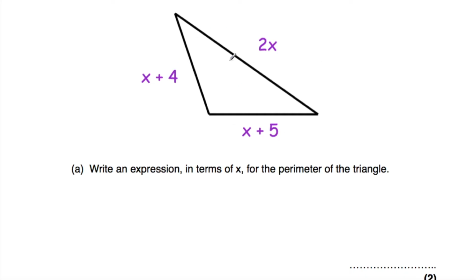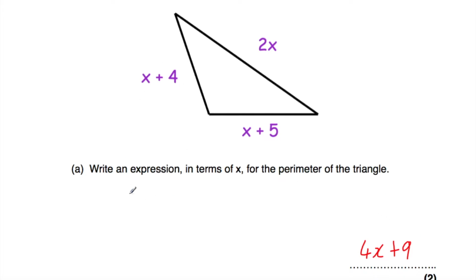If I was adding these together, I'd add the x's up to begin with. So 2x plus another x would be 3x, plus another x would be 4x. So there's 4 x's, and I'm going to write 4x. And then we've got plus 4 plus 5. Well, 4 plus 5 is equal to 9, so plus 9. So our expression for the perimeter of this triangle will be 4x plus 9. What I did was just add up the terms involving x, and then add the plus 4 plus 5, which is plus 9, and that's it.